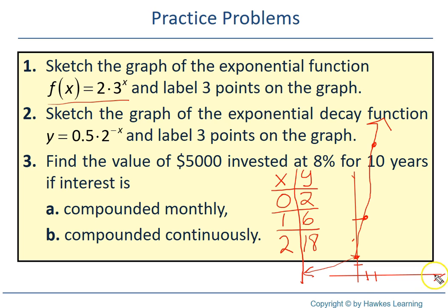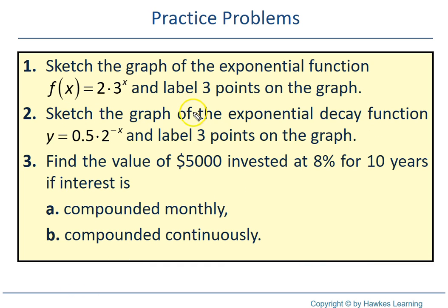Now our asymptote is still the x-axis, our horizontal asymptote. This line gets closer as we have negative values that are fractions. They get closer and closer to 0, but never reach it. Okay, let's go on to number 2 now.